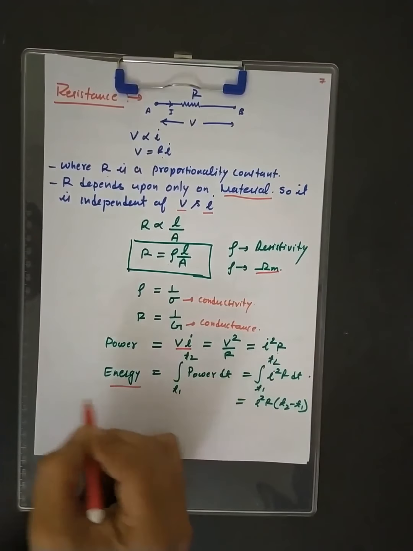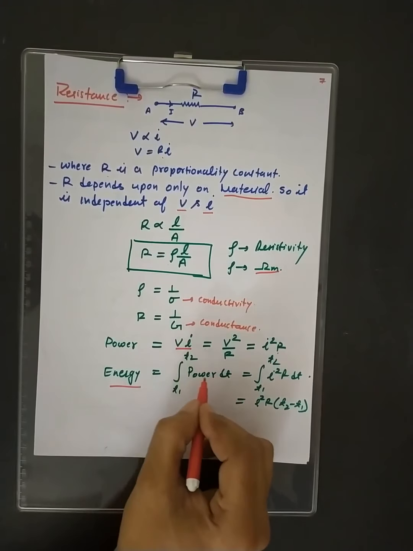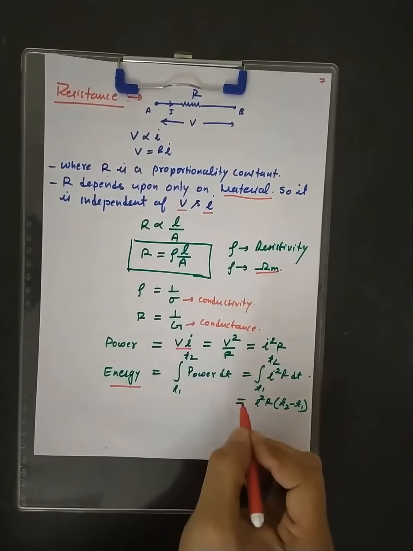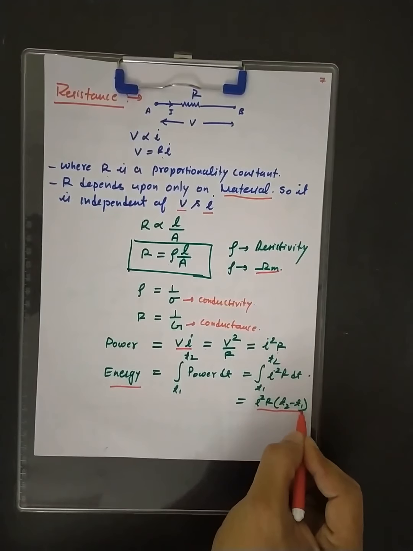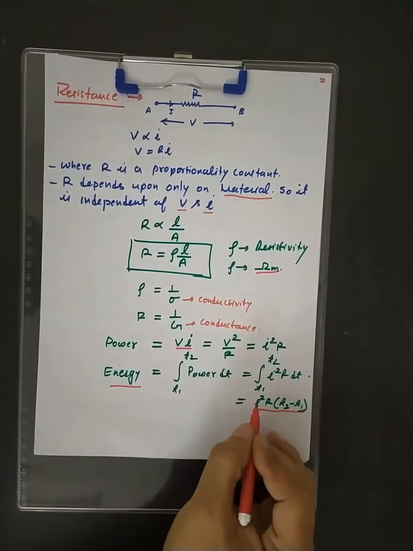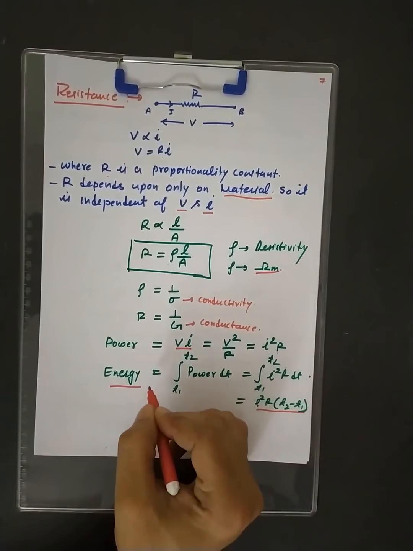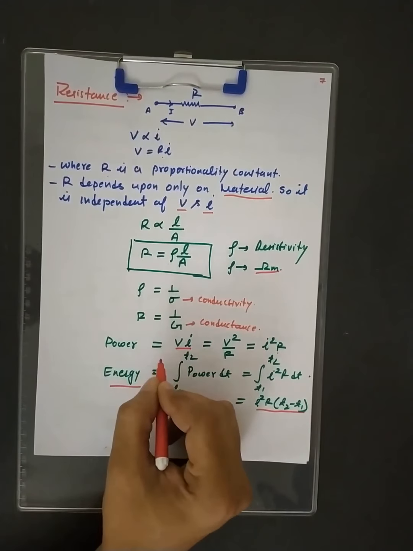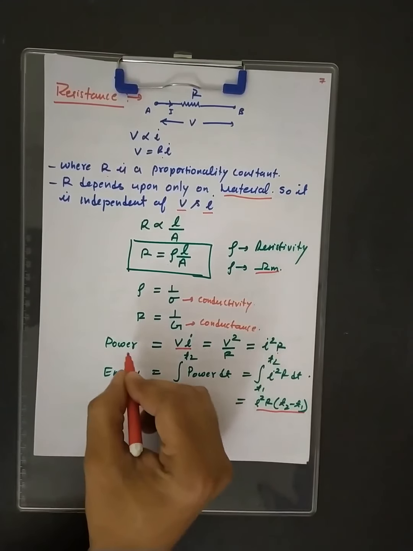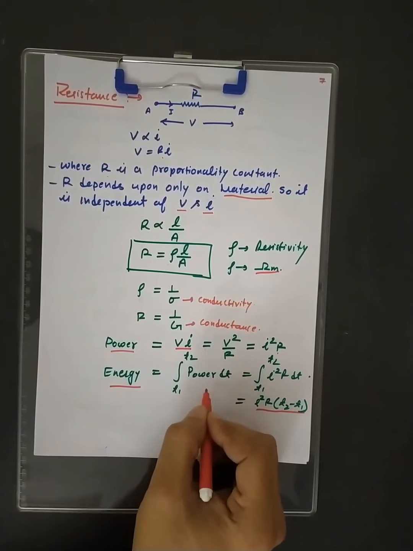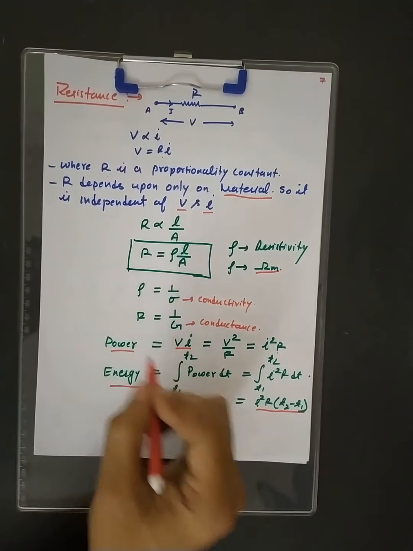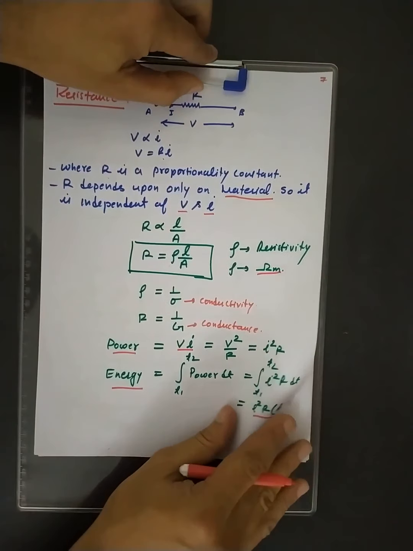And the energy is given by the integration of power. For that time duration, you will get the energy absorbed by this resistance during this time duration, because power is equal to energy per unit time. So if you integrate power with respect to time for that duration, you will get the energy. I am not going into detail because you already know very well about resistance.